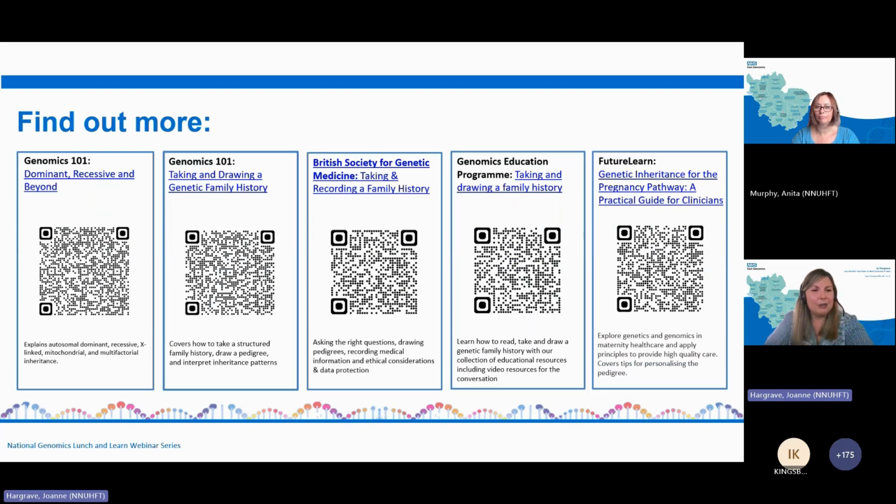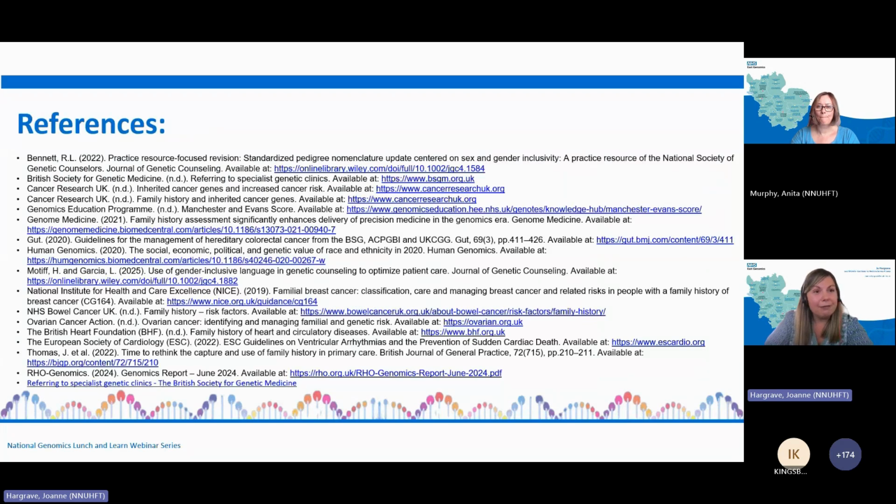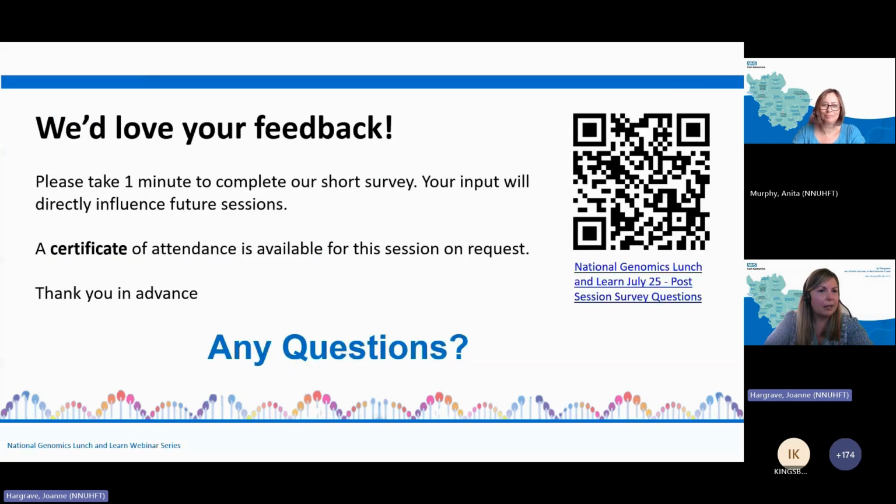As Anita said, and you've seen along the way, there have been lots of QR codes. We've pulled together some of the tools. If you walk away from this and think, actually, I want to know a little bit more about those different inheritance patterns, how to take and draw a pedigree, and then linking in with the British Society of Genetic Medicine to give you some more key information. And then finally, I've added on, selfishly, one about genetic inheritance for the pregnancy pathway as well, for those midwives that are on the call. There are a few references that we've used along the way.